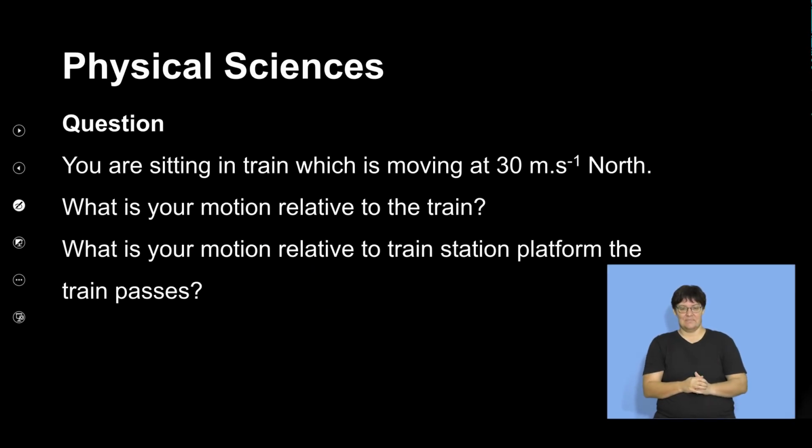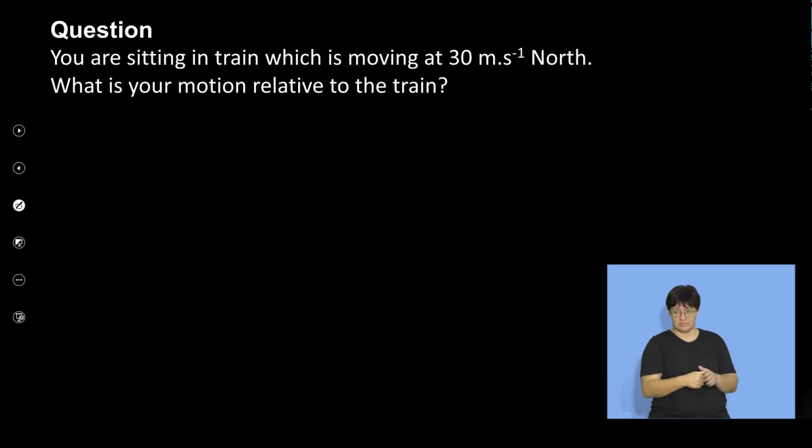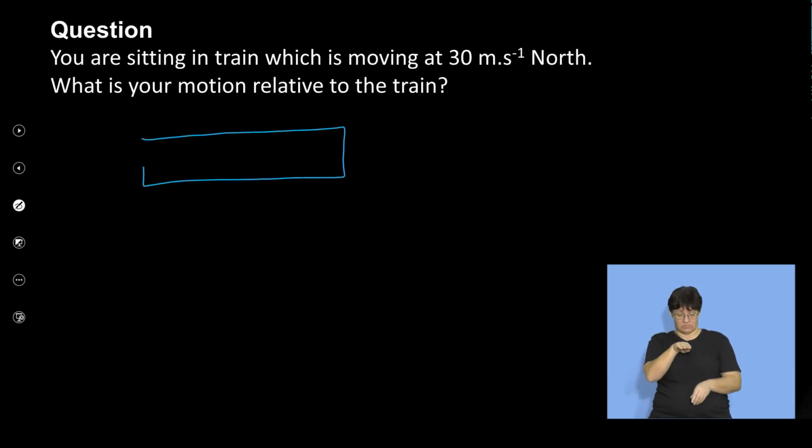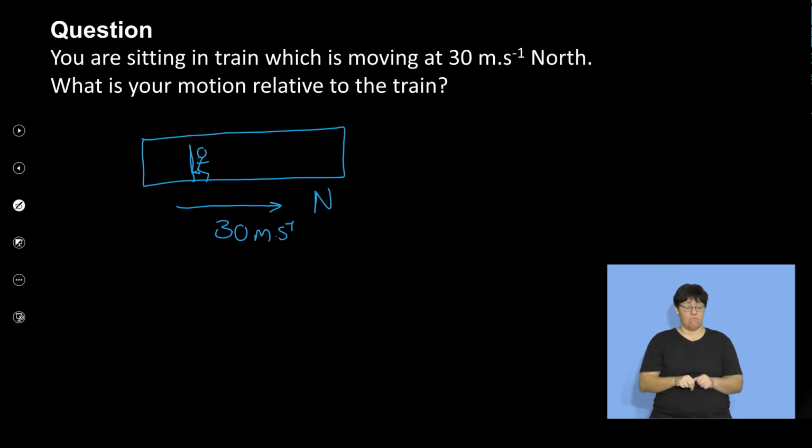So, you're sitting in a train which is moving at 30 meters per second north. What is your motion relative to the train? What is your motion relative to the train station platform as the train goes past? So, you're in a train. Here's my train. I'm not even going to put wheels on. And you are here. So you're sitting in the train. There's your chair. You're just sitting there. The train is going at 30 meters per second, and it's going north. I ask you, what is your motion relative to the train?